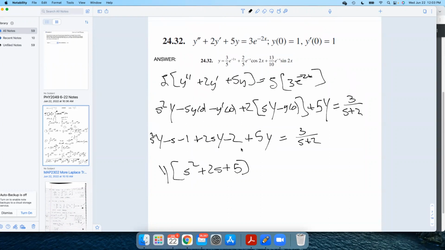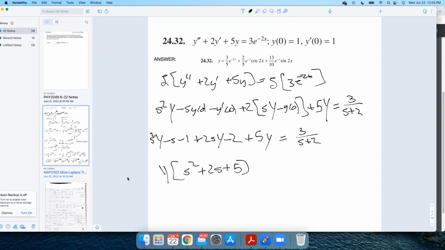Go back up and look. 1, 2, 5. 1, 2, 5. That will always happen every time. Everybody that has a capital Y in it, you factor it out, you're going to get literally the same thing as your characteristic polynomial. It's all the extra stuff that matters.